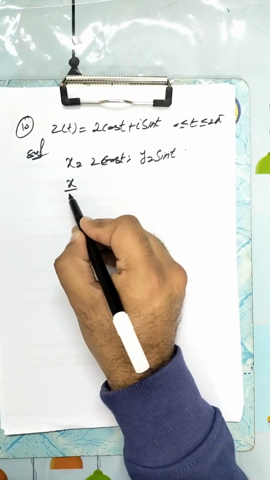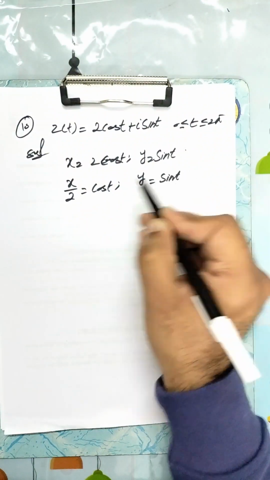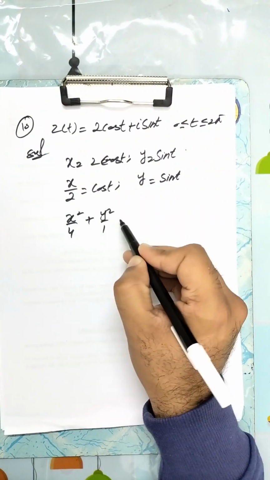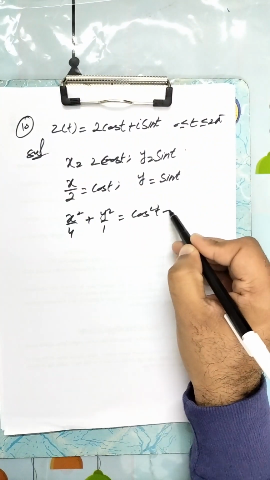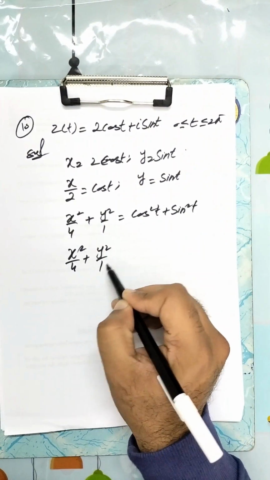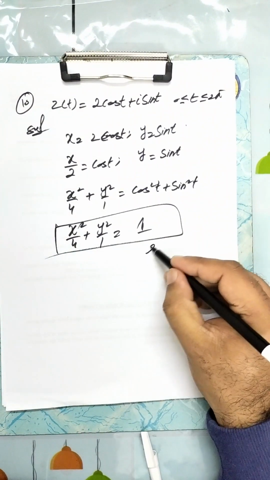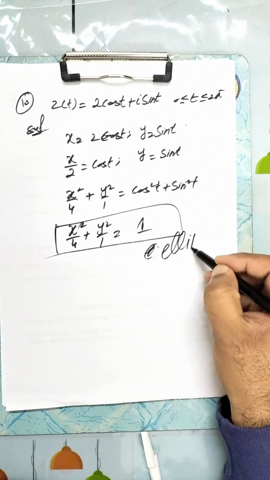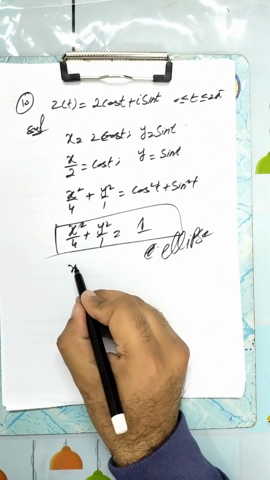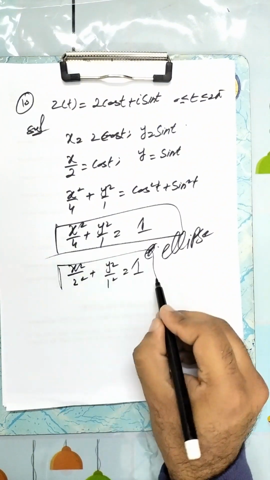So how to solve this? x over 2 is cos t, and y is equal to sin t. Squaring and adding, this becomes x²/4 + y²/1, and this is equal to cos²t + sin²t. So x²/4 + y²/1 is equal to 1. So this is the equation of an ellipse. This is the ellipse, and this is the major axis and this is the minor axis. And we also write this as x²/2² + y²/1² equal to 1.